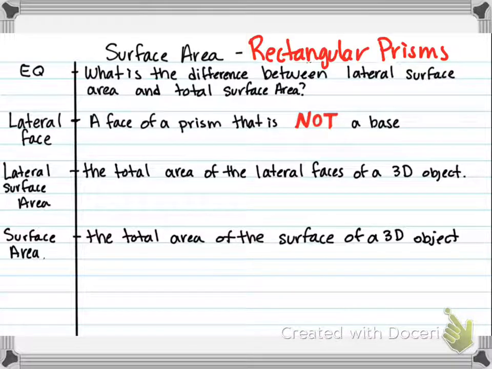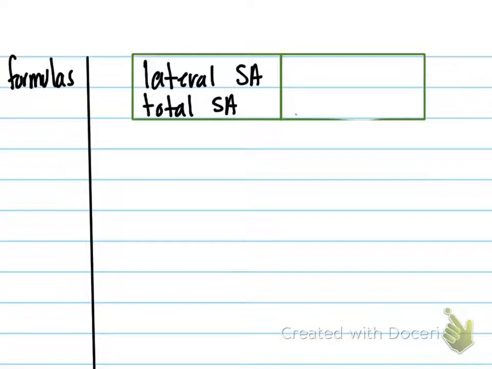With the lateral face, we can get the lateral surface area, which is the area of those lateral faces of a 3D object. And surface area is the total surface area of the entire shape. So let's look at some formulas for rectangular prisms.